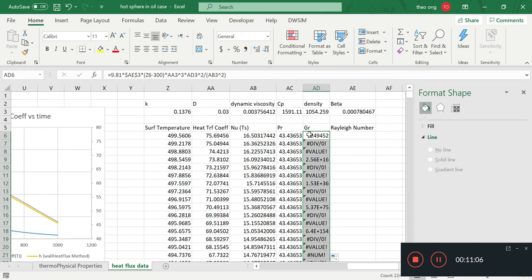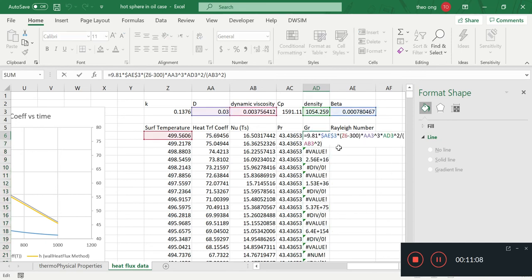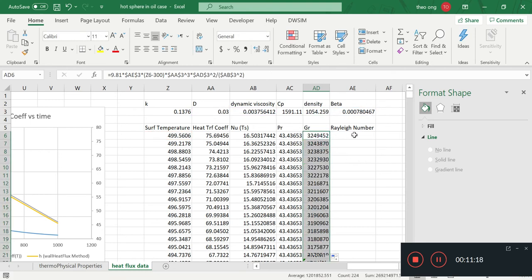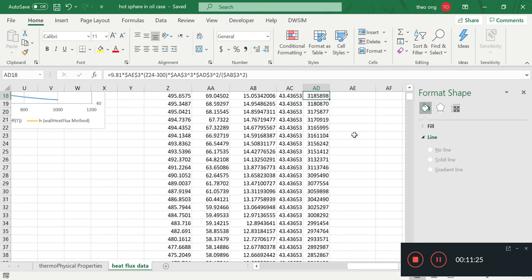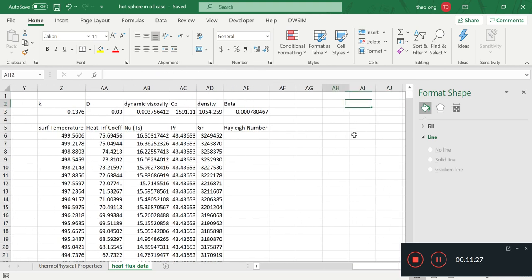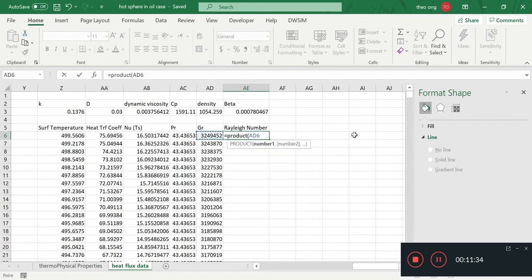Oopsie. I think I forgot to lock. Okay, this should lock, this should lock, and this should lock. Okay, I think it should be good because the Grashof number is changing. Now let's see what the Rayleigh number is. Let's see whether this is a turbulent or otherwise kind of flow.